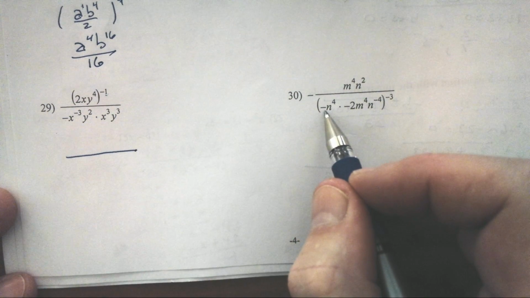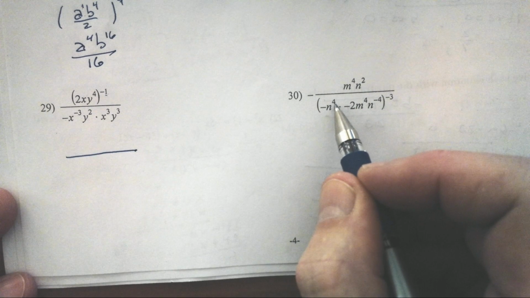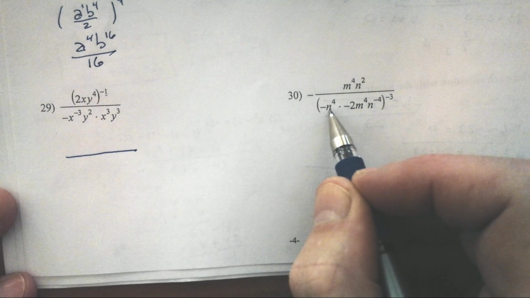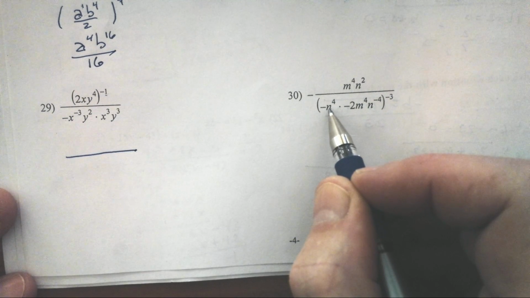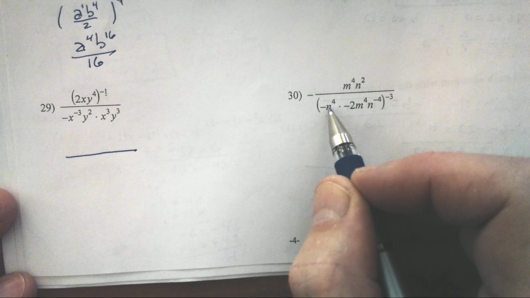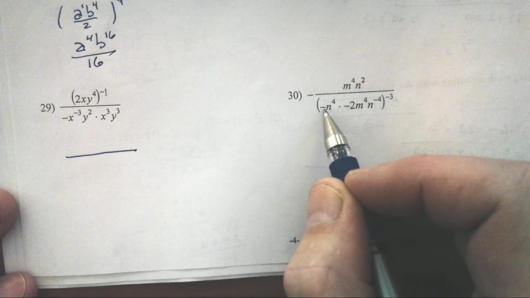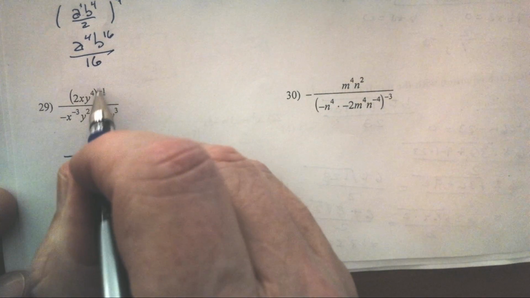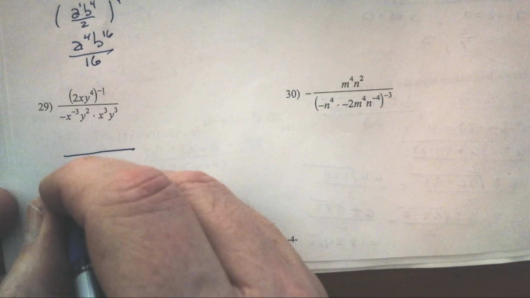a big deal here. This negative n to the fourth, the only base to 4 is n. This is not negative n times negative n times negative n times negative n. This is the opposite of n times n times n times n. So this negative actually survives. Okay, so I'm going to go ahead and let this negative 1 do its elevator thing.